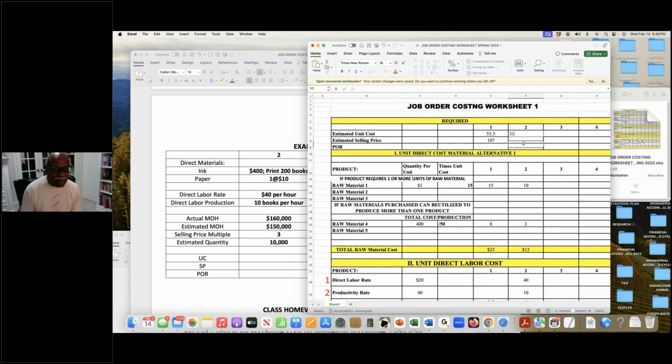And what's our selling price multiple? Now the multiple is the what? 3. Yeah, 3. 93. So our selling price is 93.